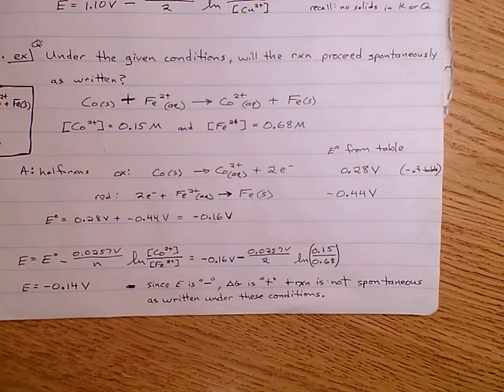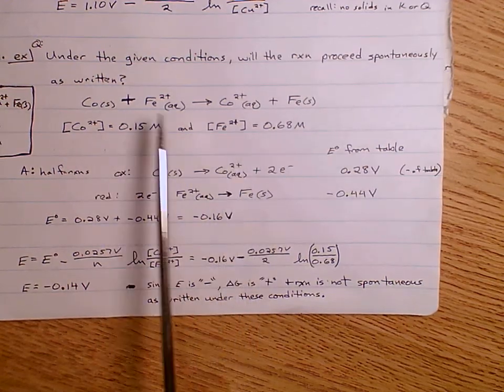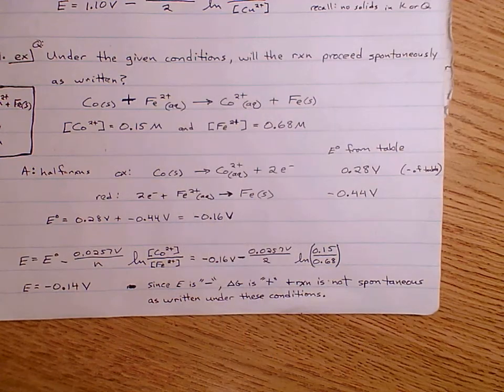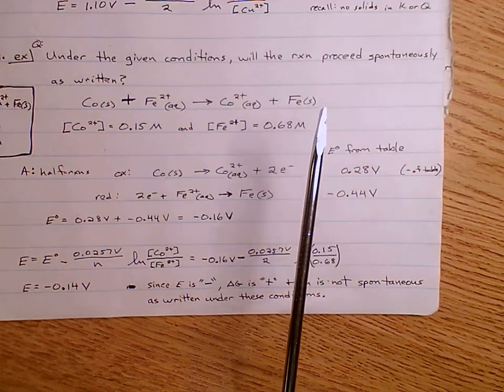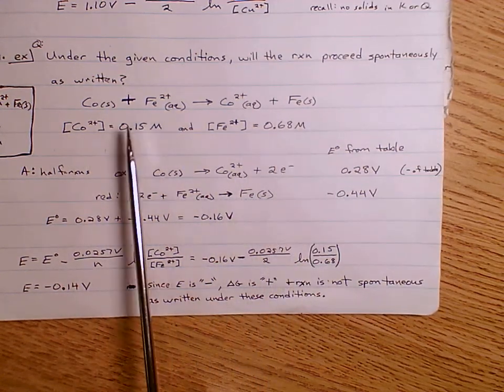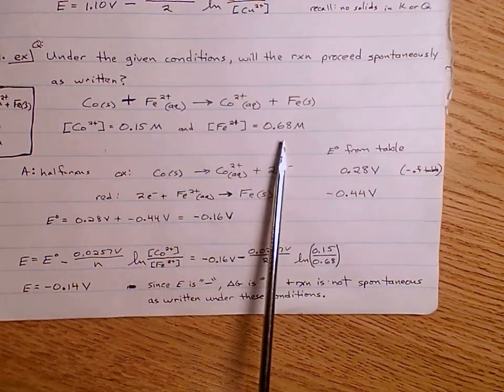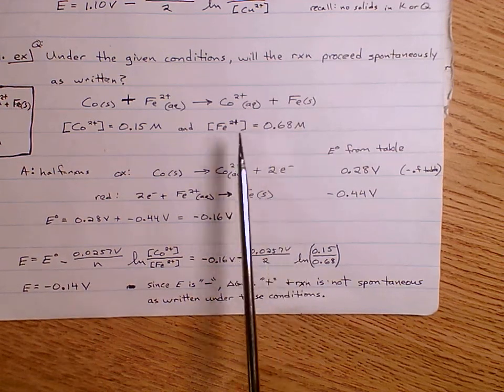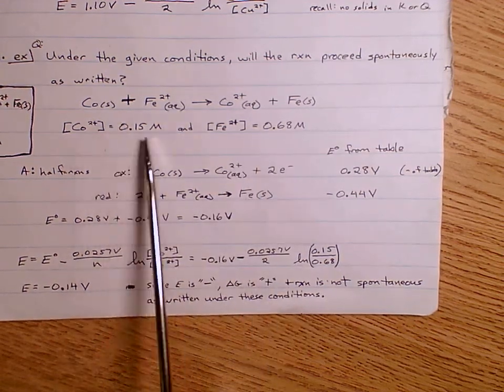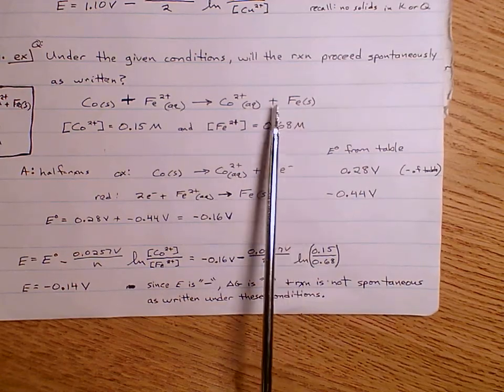Cool. Well, the question is, when will this reaction be spontaneous? What concentrations must our cobalt and our iron be to actually get this reaction to be spontaneous, to go to the right from the point that it is at? Well, to calculate this, we realize that under these conditions the reaction is not spontaneous. It's a negative voltage, which means under these conditions, this reaction will actually go to the left from this point.